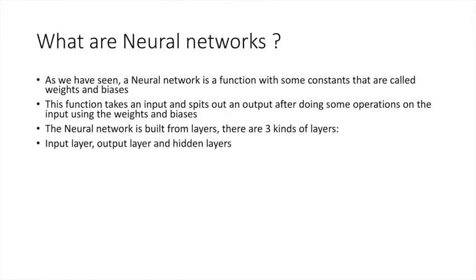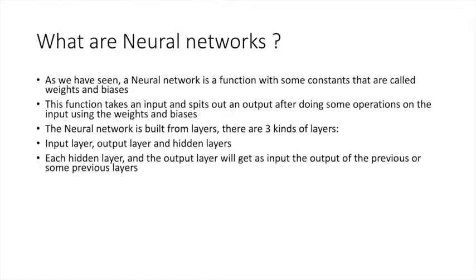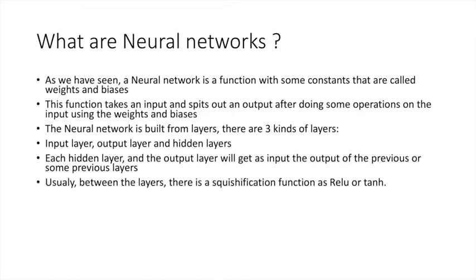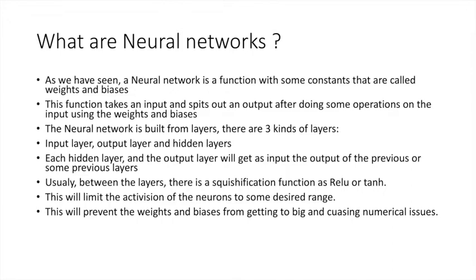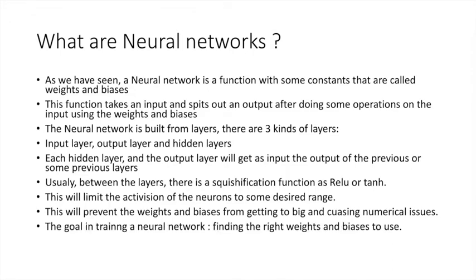The neural network is built from layers. There are three kinds of layers: an input layer, an output layer, and hidden layers. Each hidden layer and the output layer will get as input the output from the previous or some previous layers. Usually between the layers, there is a squeezification function such as ReLU or tanh. This will limit the activation of the neurons to some desired range. This will prevent the weights and biases from getting too big and causing numerical issues. The goal in training a neural network is finding the right weights and biases to give the desired output for given inputs.